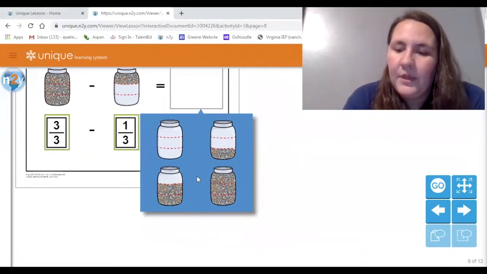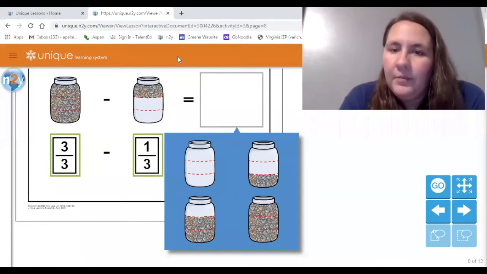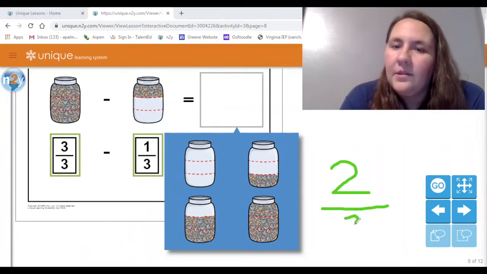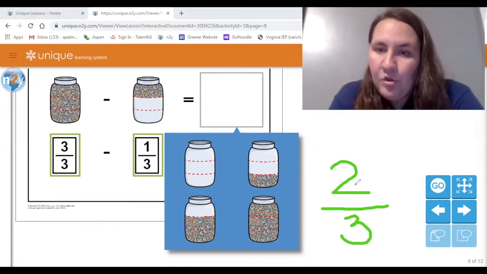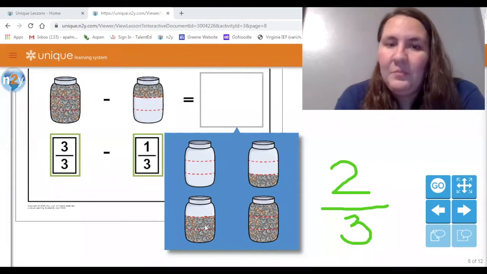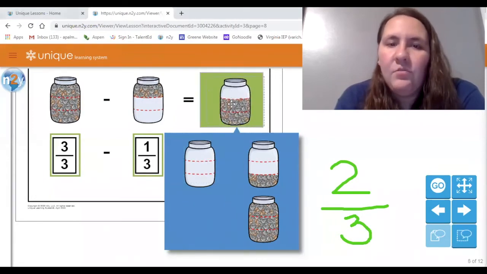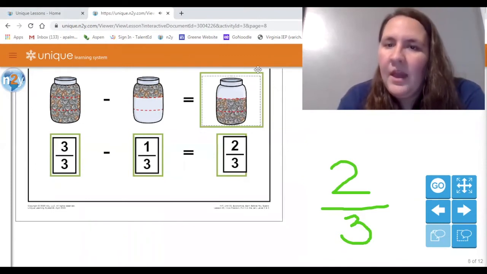There we go. Okay. You're looking for the number 2/3, and I will write it over here because it is covering it up. 2 pieces out of 3 altogether. 2 out of 3, 2/3. Can you find the jar that shows me 2/3? Beautiful job. Yeah, this one has 2 colored in and 3 all together. Great job.